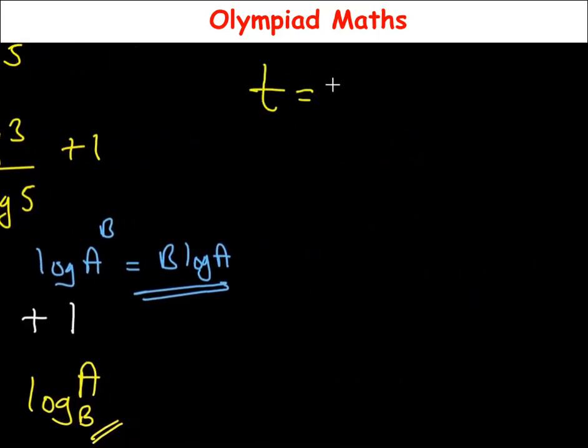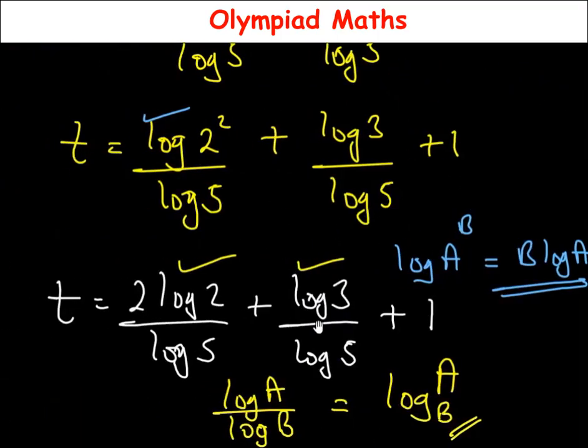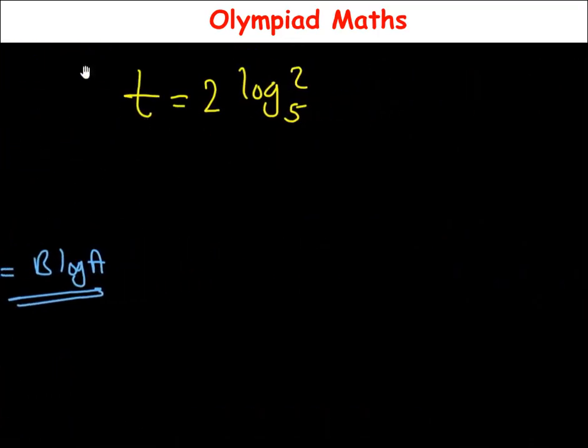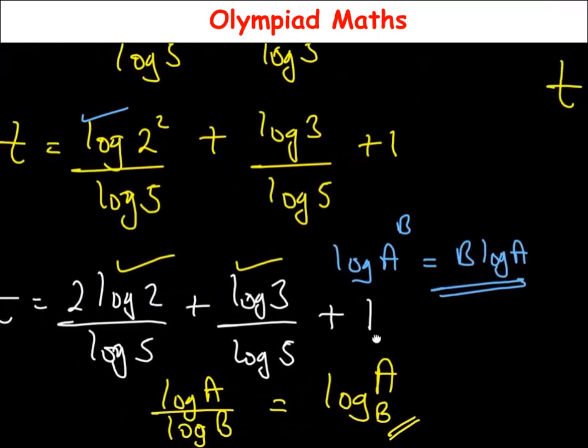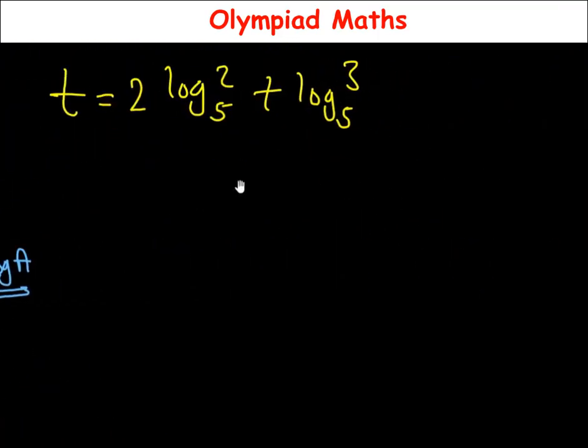T is then equal to 2 logarithm of 2 base 5. Then we have this plus log 3 over log 5. This becomes plus log 3 base 5. Then we have plus 1. Okay, so plus 1. And this is the simplified answer for the value of t.